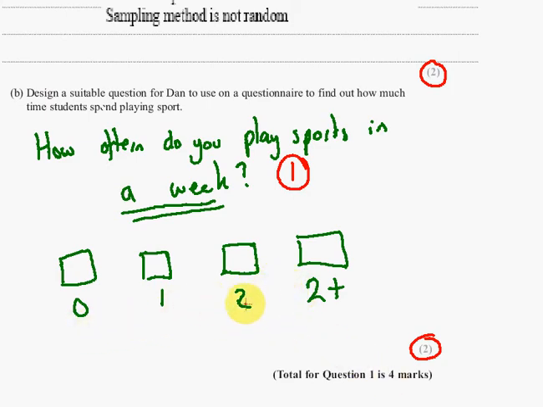Okay, now this looks like it overlaps, but it doesn't. This means 2 times, and this is more than 2 times. Okay, make sure you don't make the mistake of putting 3 plus. Okay, that means you've got 0, 1, and 2. You haven't got 3, but you have got more than 3. Okay, so that's for the second mark there, and that's it.